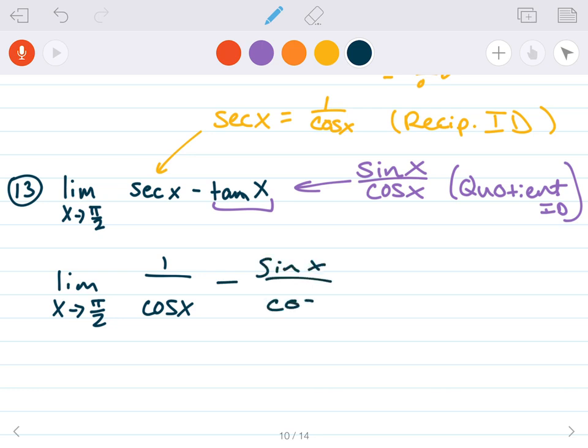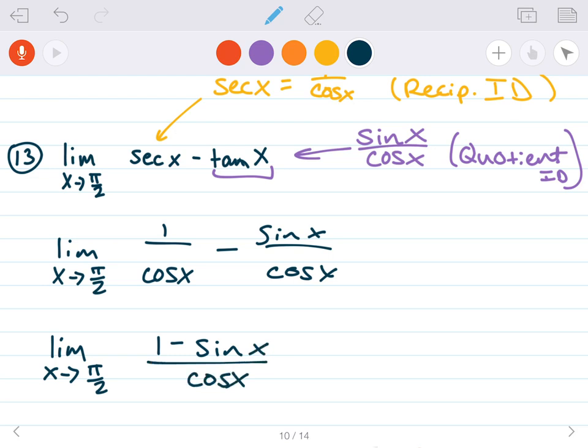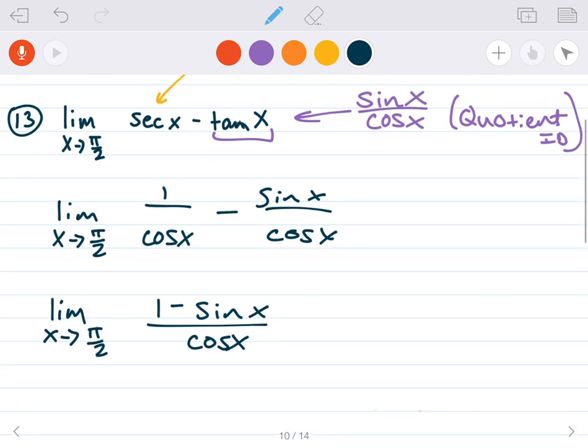And now this is good news because I happen to have the denominator cosine. Right, so I can write it like this. I can say, what is the limit as x goes to pi over 2 of 1 minus sine all over cosine? All right, so now I have a rational function, variable in the numerator and denominator. So let's see if L'Hopital's rule applies first before I start differentiating.